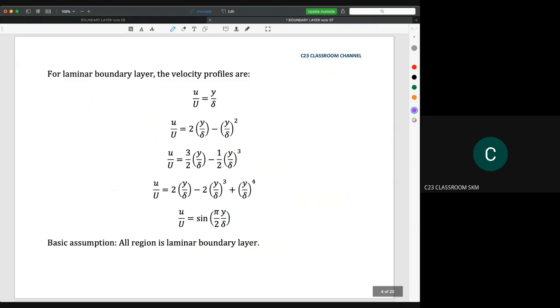Again, I make a reminder here for the laminar boundary layer. The velocity is like this. We have a power of 1, power of 2, or parabolic profile, then the power of 3, power of 4, and sinusoidal. This velocity profile is only for the laminar boundary layer.